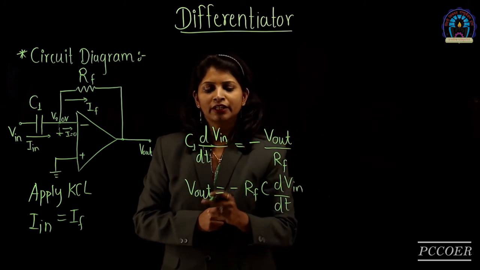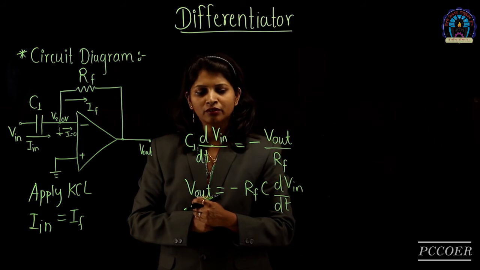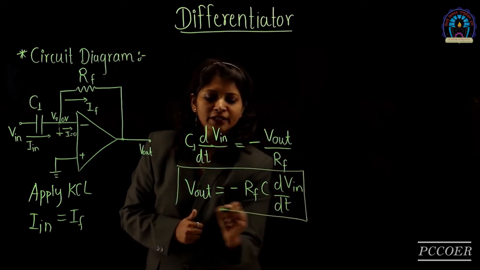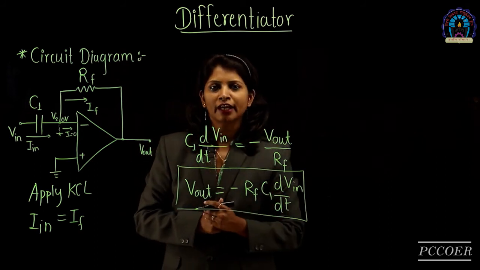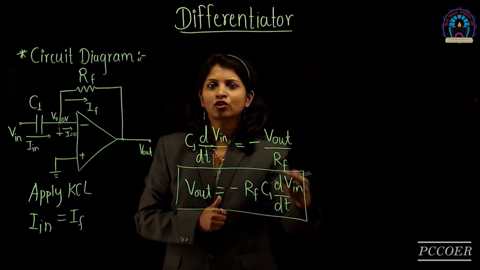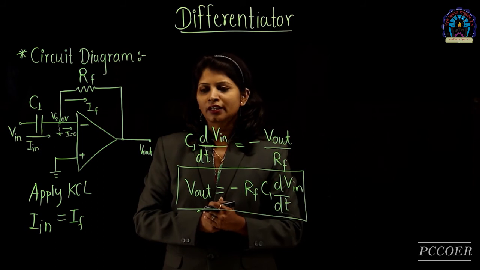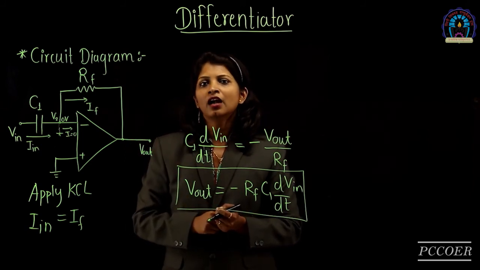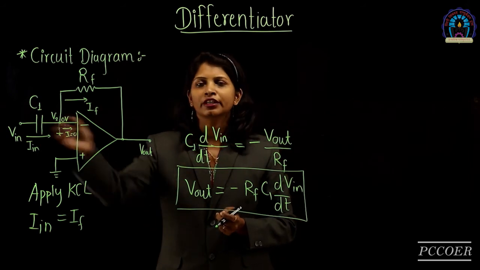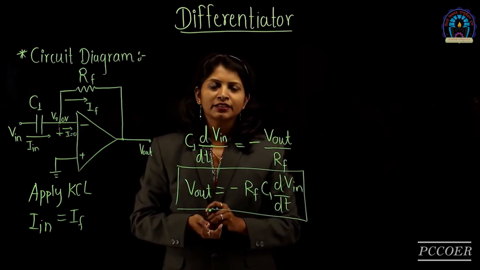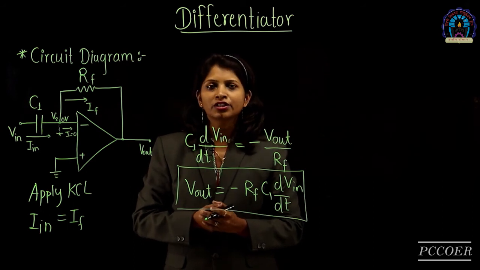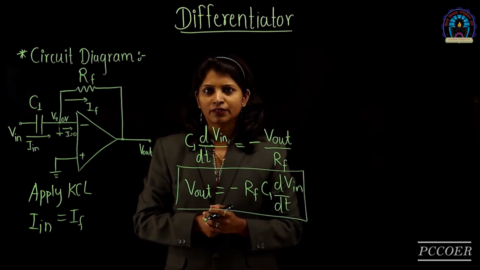So if we consider the Vout expression that we are getting here, it is minus Rf into C1 times the differentiation of the input. So we can consider that the Vout we are getting is nothing but the differentiation of its input signal. That is how it works as a differentiator. The differentiator is also called the high pass filter.